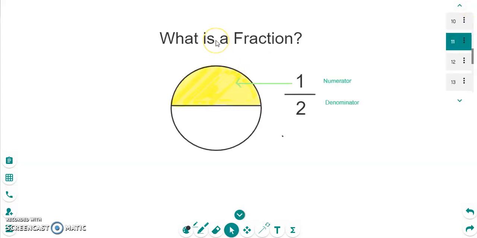So firstly, what is a fraction? Let's say I have a cake and I slice this cake into two equal slices and I give you one of these slices. This means I give you a half of the cake.